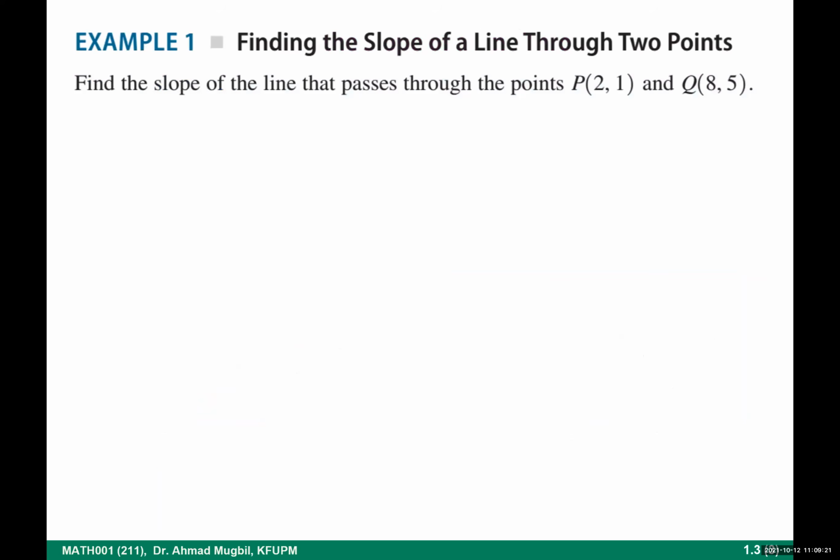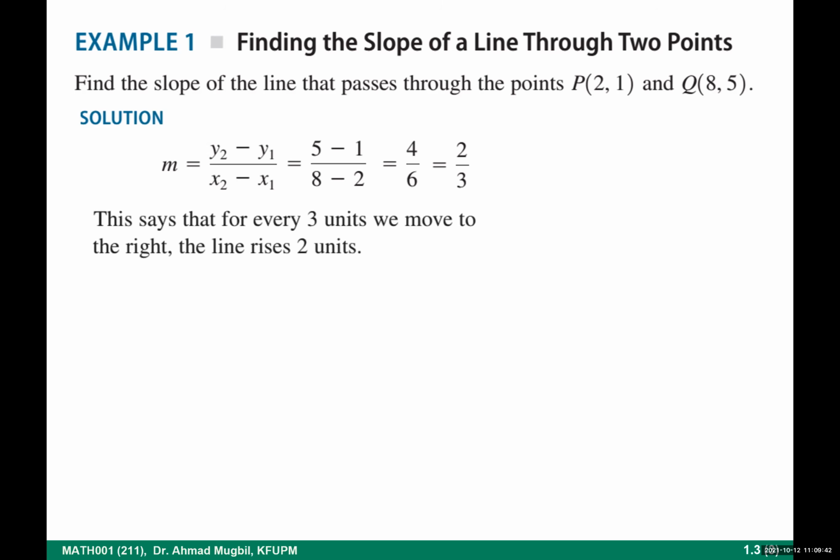Can you find the slope of a line that passes through 2 points? Just apply the definition of the slope. So it will be 2/3. Unfortunately, it is not 3/2, it is 2/3. Be careful. It is the y values over the x values. Okay, be careful. The delta y over delta x.